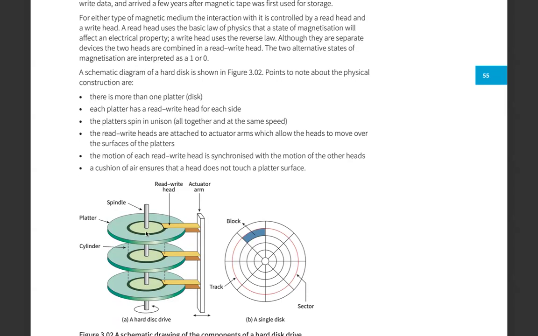There are many platters, not just one platter. Here we have those platters. Each platter has a read-write head for each side. For every side we have a read-write head. And the platters spin, meaning there is a head on every platter.